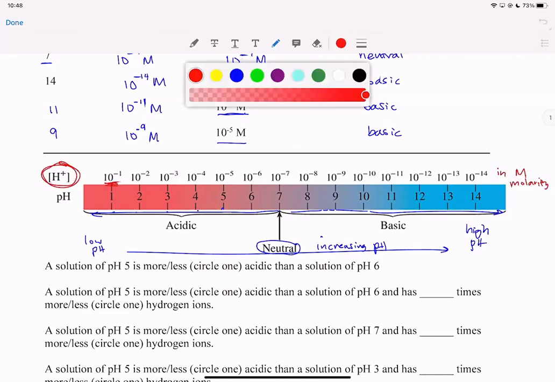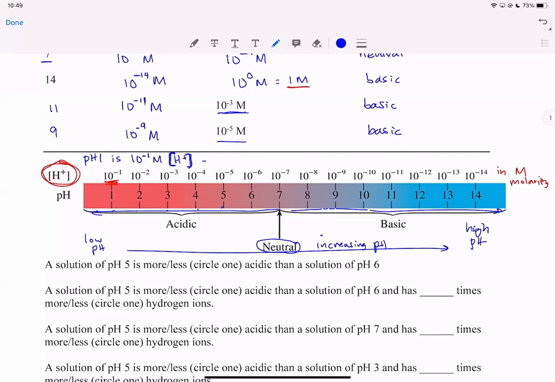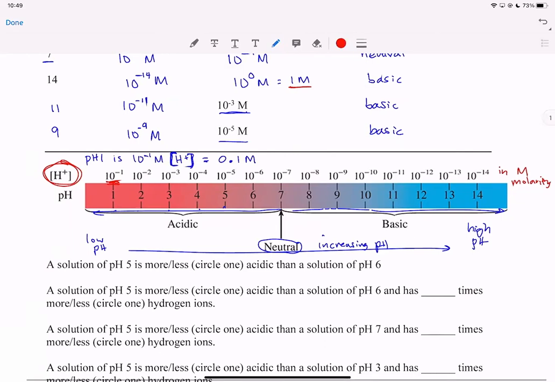So let's write that above: a pH of 1 is equal to 10 to the minus 1 molarity hydrogen ion concentration. I'm putting H plus in brackets, assuming you still remember that the brackets mean the concentration of whatever is in the brackets, which is hydrogen ion, or H plus. And that means 10 to the minus 1 is 0.1 molarity hydrogen ion.